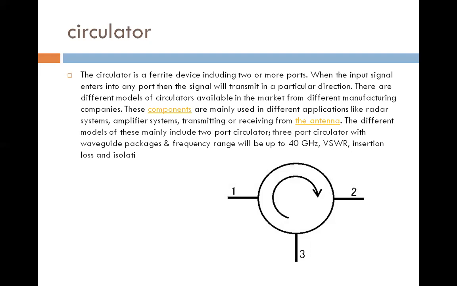Now circulators. So what exactly is a circulator? A circulator is a Faraday device including two or more ports. When the input signal enters any port, the signal will transmit in a particular direction. There are different models of circulators available in the market from different manufacturing companies. These components are mainly used in applications like radar systems, amplifier systems, and transmitting or receiving from the antenna. The different models mainly include the two-port circulator, and port circulators with waveguide package and frequency range up to 40 gigahertz. So this is the circulator. It also depends on the Faraday rotation principle.